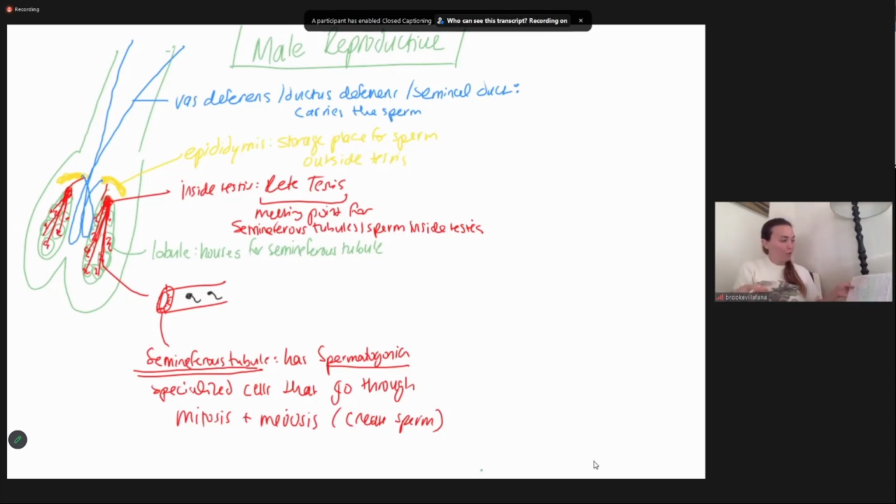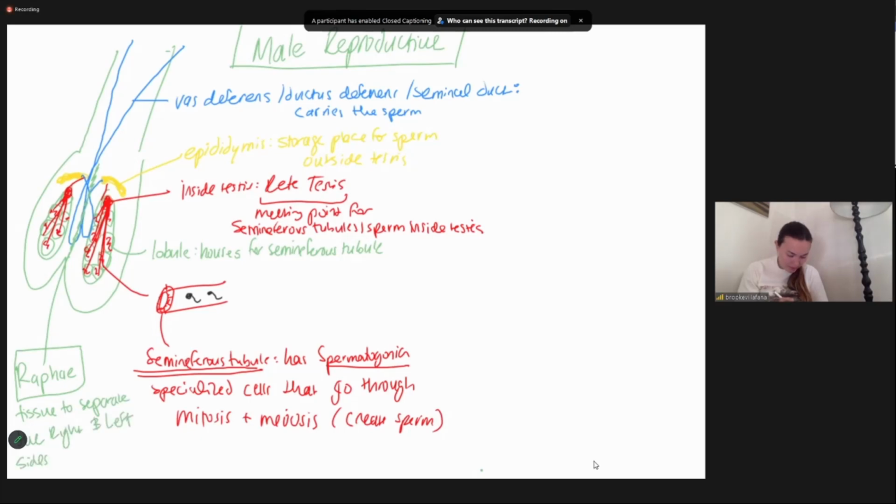Okay, so then you have your different muscles that you guys need to know for this test. The raphe is a little piece of tissue that separates the two sides of the scrotum. So raphe is not a muscle. Raphe is a tissue to separate the right and left sides of the scrotum, basically a line of tissue to just separate them. And then you have two different muscles.